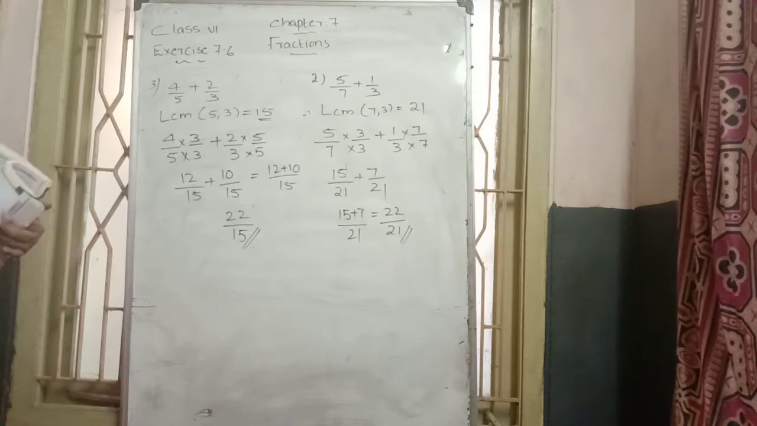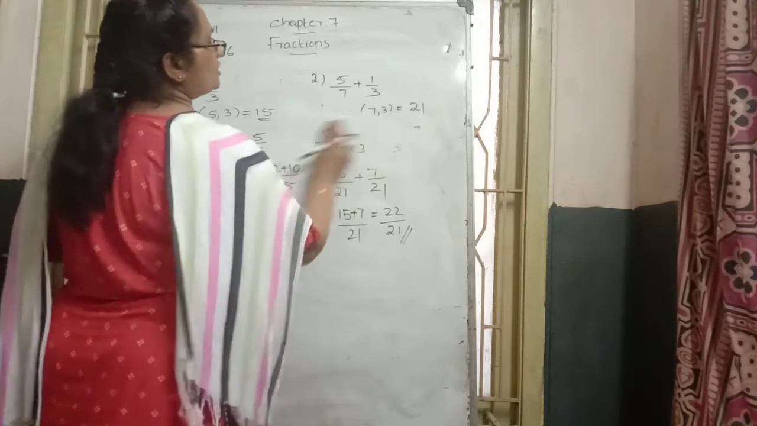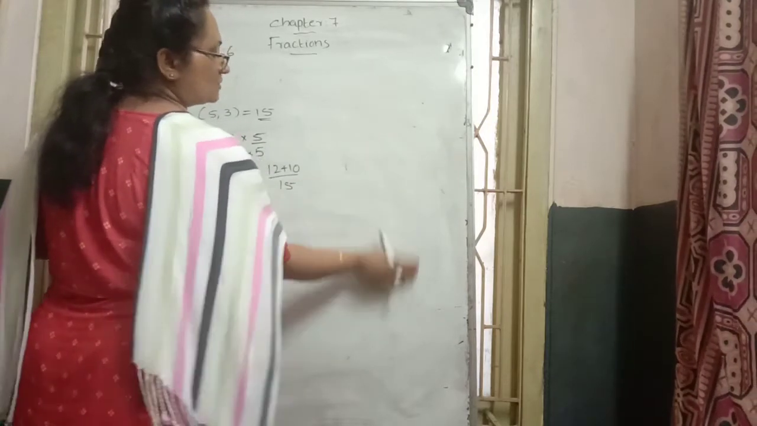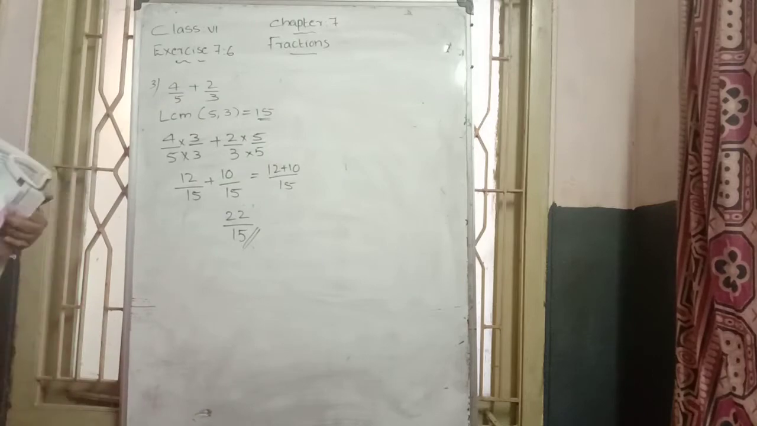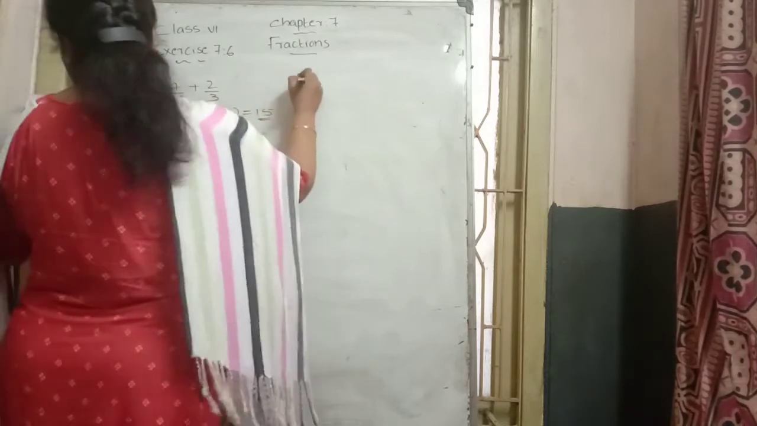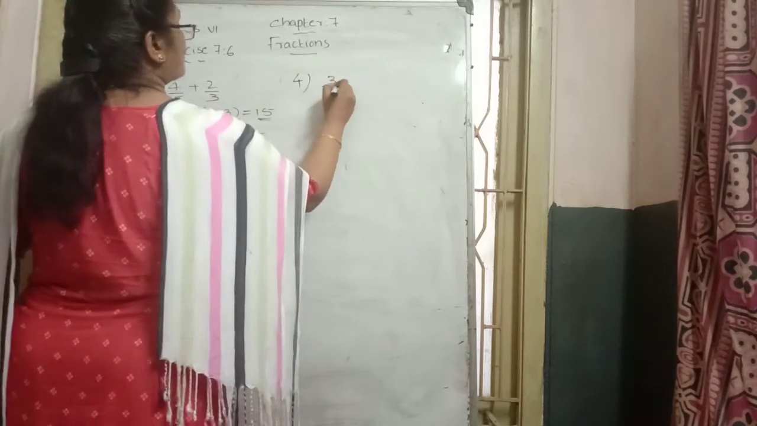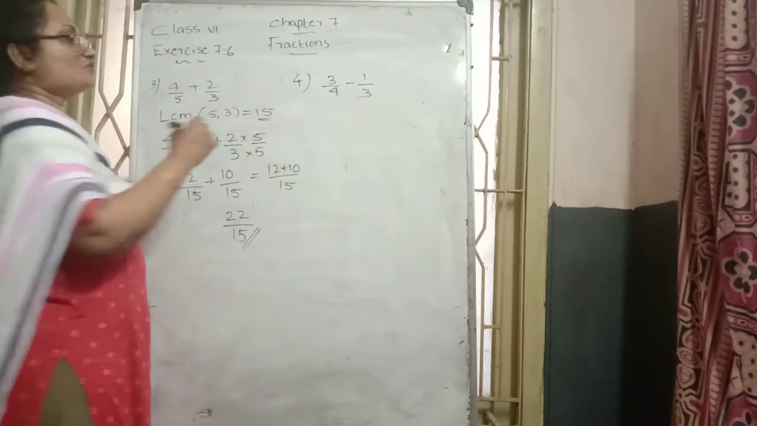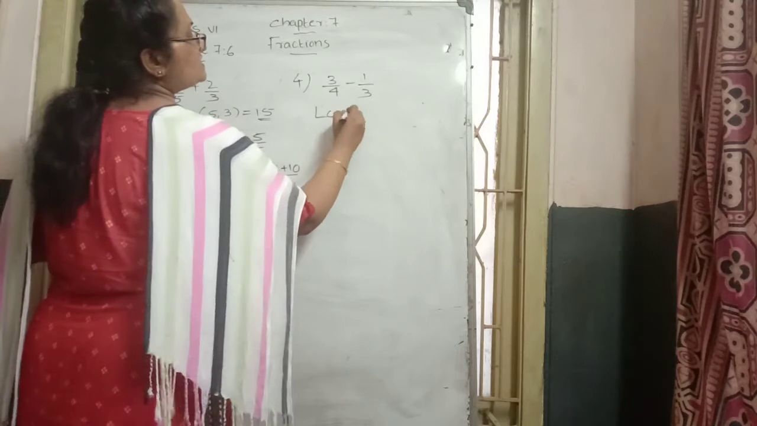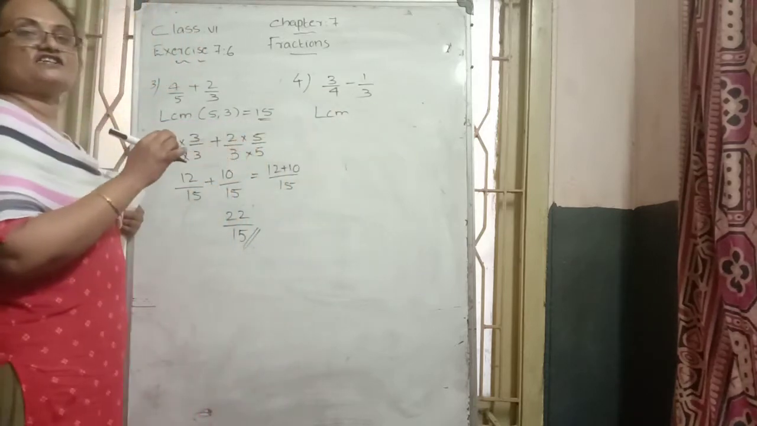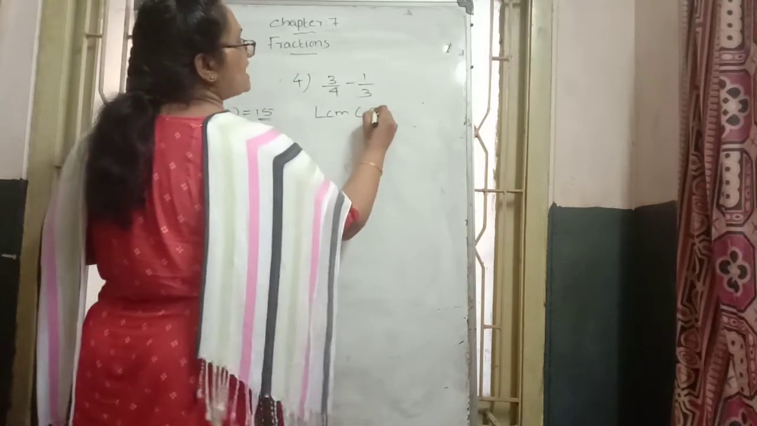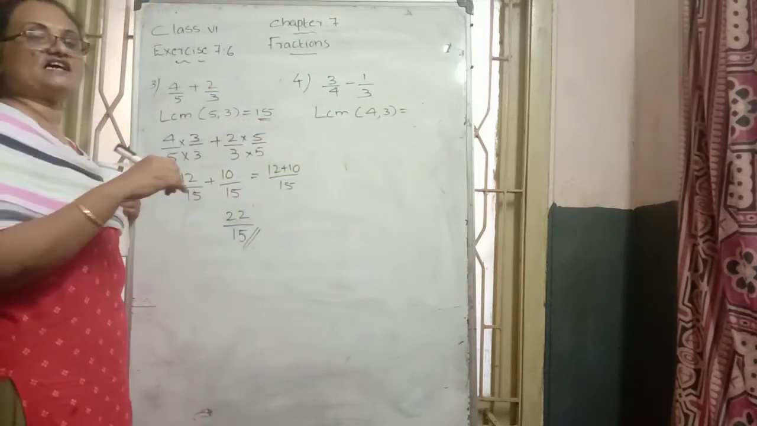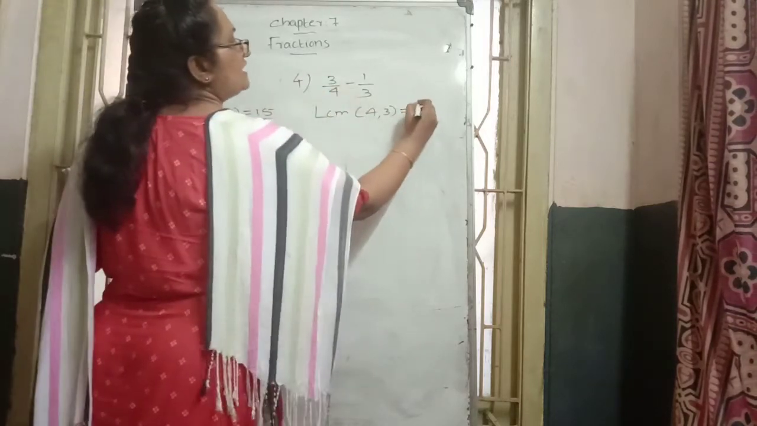Subtraction is also the same. For unlike terms, denominator means make it the same denominator, and the numerator part, just a subtraction. Fourth question, subtraction: 3 by 4 minus 1 by 3, we want to subtract these numbers. How to subtract? First of all we take the LCM of the denominators. What are the denominators? 4 and 3. Here also 4 and 3 both are prime numbers, that's why directly we can multiply.